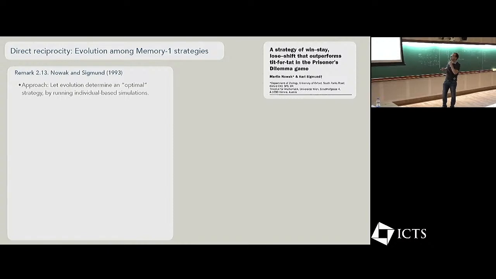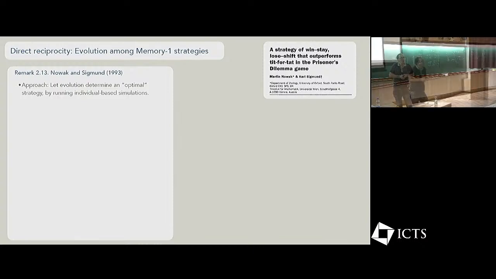All right, so now that we know there's this interesting space of memory 1 strategies, we might be interested in seeing, if we now do evolution in the space of memory 1 strategies, who would be the winner? This was done a little bit more than 30 years ago by Nowak and Sigmund.